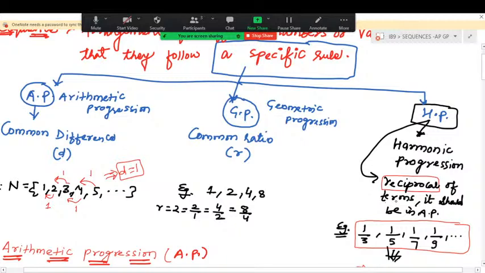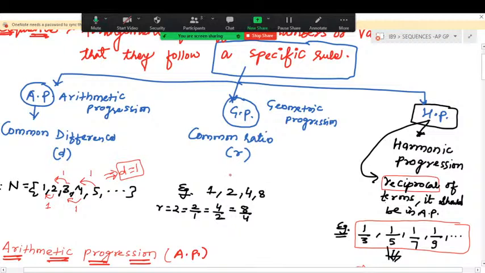You just observe the screen carefully and tell me, is there any problem with all these three? These are three sequences actually, and these three sequences are named AP, GP and HP because they follow a special pattern, a special rule. For AP, the rule is their common differences are the same. For GP, the rule is their common ratios are the same.